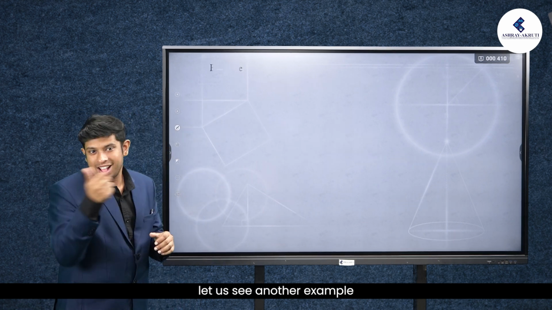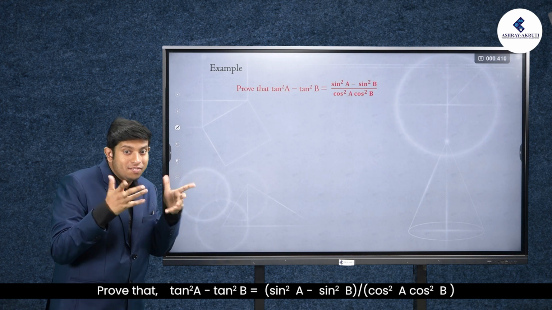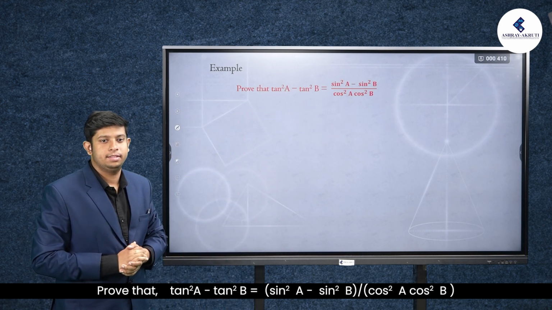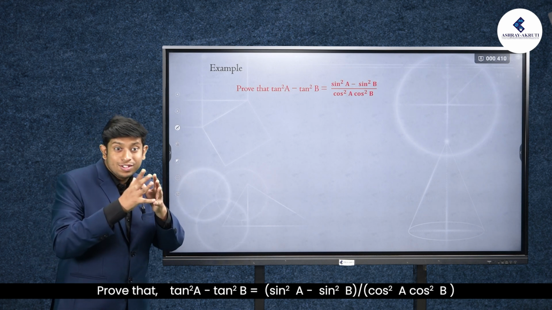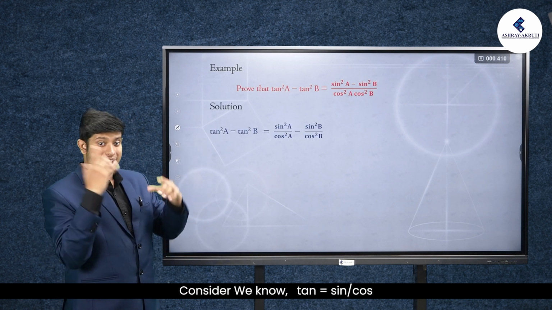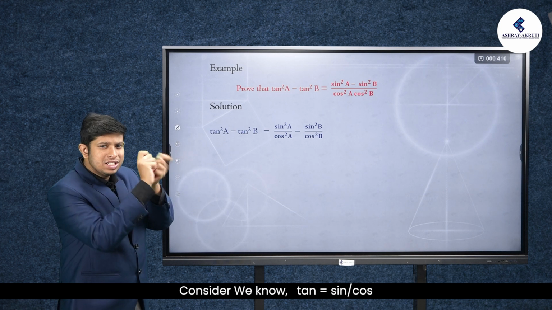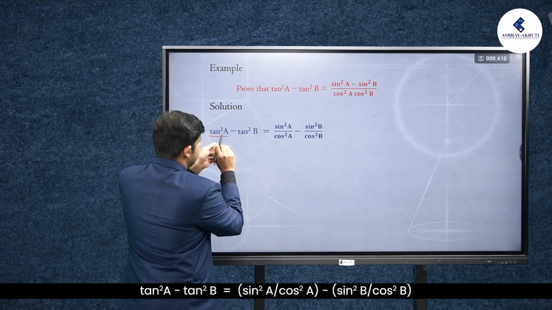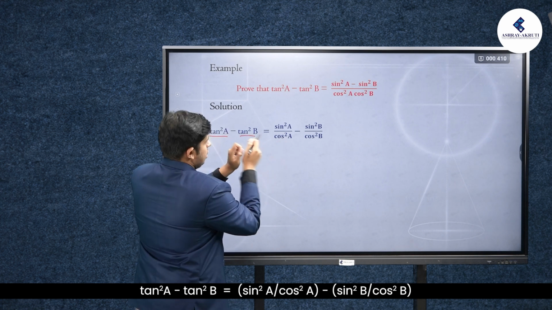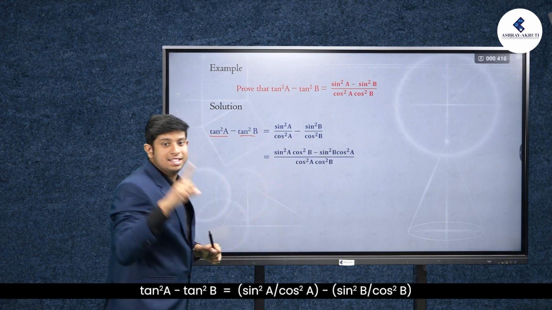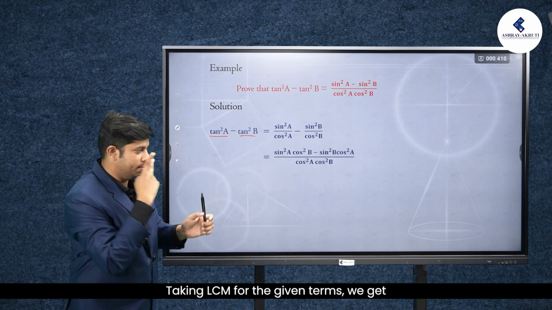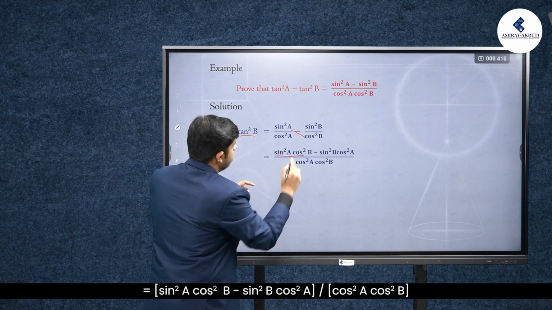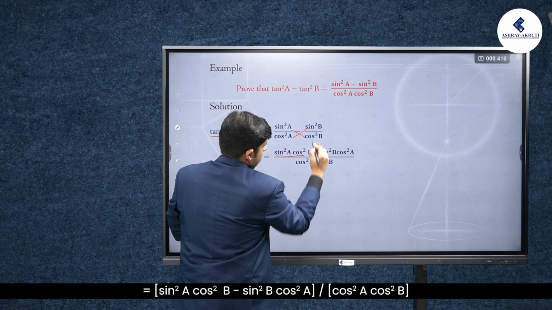Let us see another example. Prove that tan square A minus tan square B is equal to (sin square A minus sin square B) by (cos square A into cos square B). Solution. Consider, we know tan is equal to sin by cos. Tan square A minus tan square B is equal to sin square A by cos square A minus sin square B by cos square B. Taking LCM for the given terms, we get (sin square A into cos square B minus sin square B into cos square A) by (cos square A into cos square B).